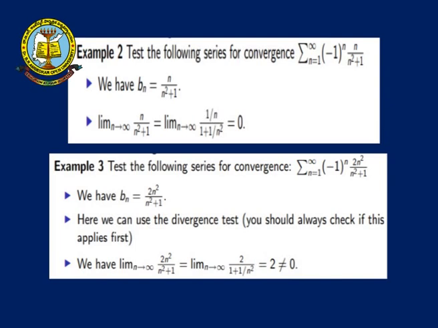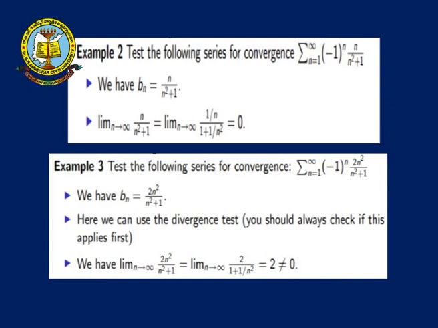Now we go for example 3. Test the series for convergence. It is the sum from n equal to 1 to infinity of (minus 1) to the power of n into 2n square by n square plus 1. If I take that, it is the sum from n equal to 1 to infinity of (minus 1) to the power of n into bn. So here bn equals 2n square by n square plus 1.